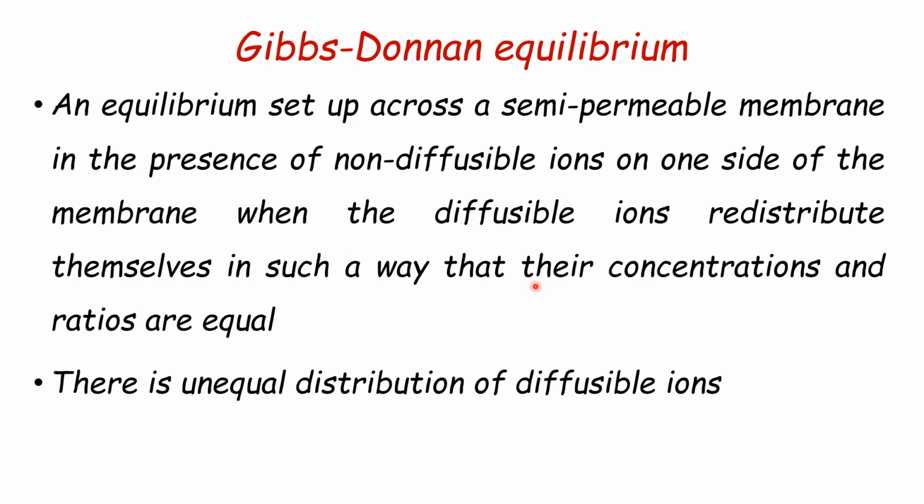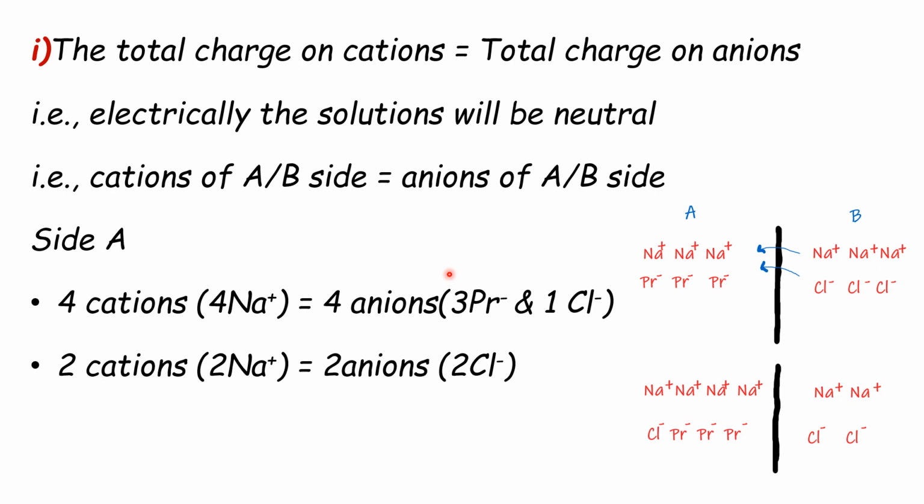So basically, because of this, there is unequal distribution of diffusible ions. I said it is an equilibrium set up across a semi-permeable membrane. Let us take a situation. This is a cell. There is a cell membrane which separates two solutions: on one side there is solution A or side A, and on the other side is solution B or side B. Inside solution A, it has 3 cations which are 3 sodium ions and 3 anions which are 3 proteins.